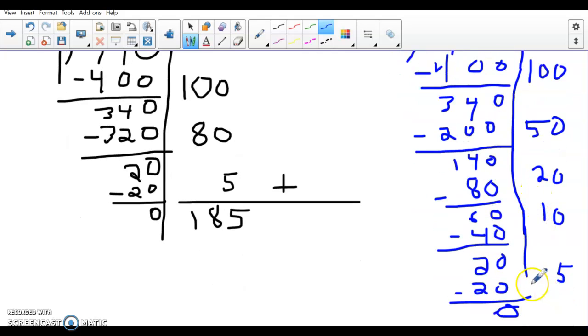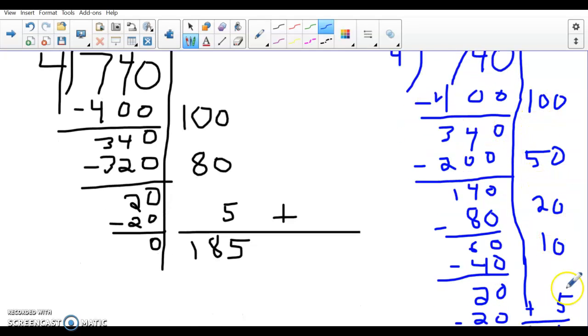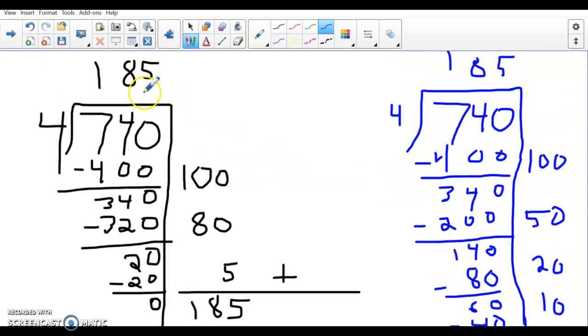And so now I would need to add all these up, and I would get the same thing, 185 with nothing left over. But you did it in multiple steps, right? You did it in 1, 2, 3, 4, 5 steps, as opposed to your 3 ones. This took you a little bit longer, but if you're working with numbers that you know, that's okay. We want to get it right, okay?